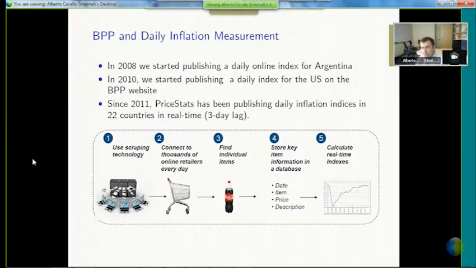All this experience with Argentina led us to create the BPP, Billion Prices Project. In 2010, we started publishing an index for the US, and then we created a company called PriceStats in 2011, which publishes daily inflation indexes for 22 countries in real time with a 3-day lag. We don't publish in the case of Mexico an index yet.